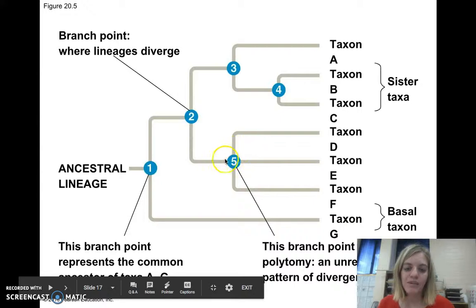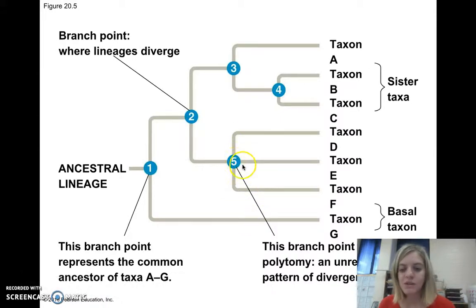Over here we have a polytomy, which is the unresolved pattern of divergence. So we don't necessarily know how these three became different, D, E, and F, but we know that they are different.